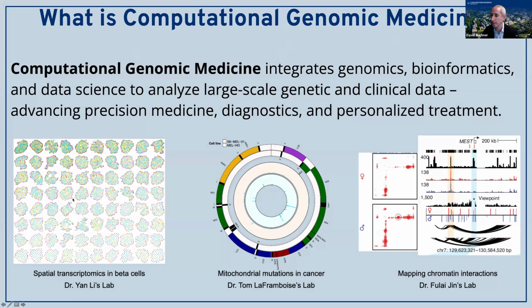On the left here are some figures from Yan Li's lab. Her lab focuses on diabetes and pancreatic development, and this is some of her data looking at spatial transcriptomics and beta cells. In the middle is from Tom LaFramboise, that you'll hear from later, looking at mitochondrial mutations in cancer. And on the bottom right is from Fulai Jin's lab, who looks at high-throughput chromatin-chromatin interactions, DNA looping, and different things like that, developing all sorts of computational methodologies to look at those in a high-throughput manner in both normal development as well as cancer and other disorders.